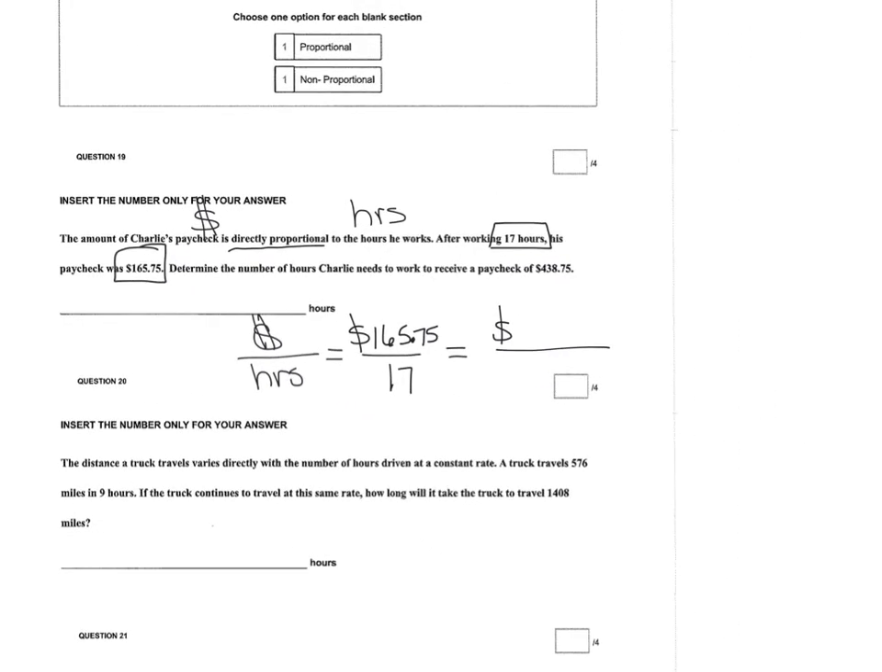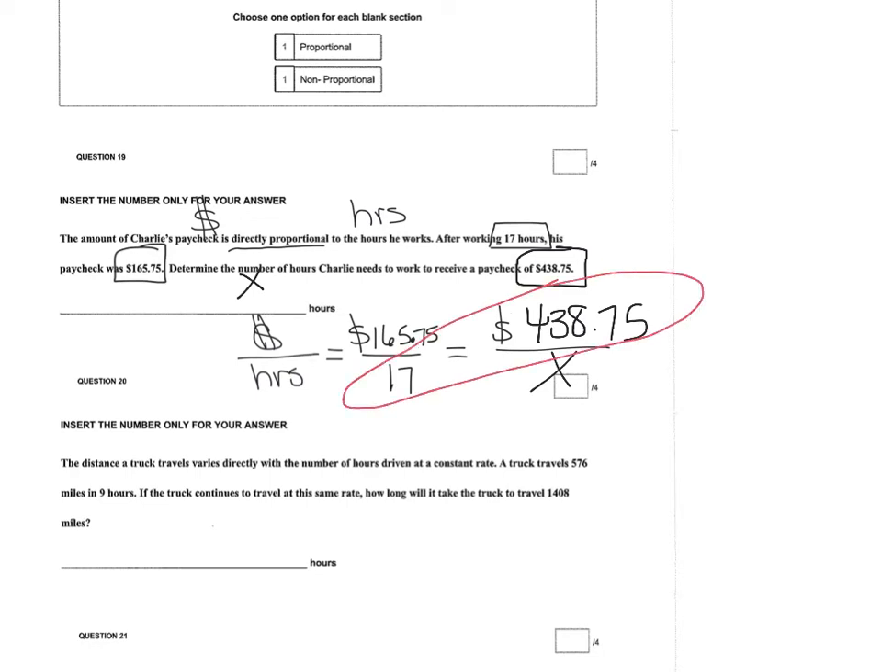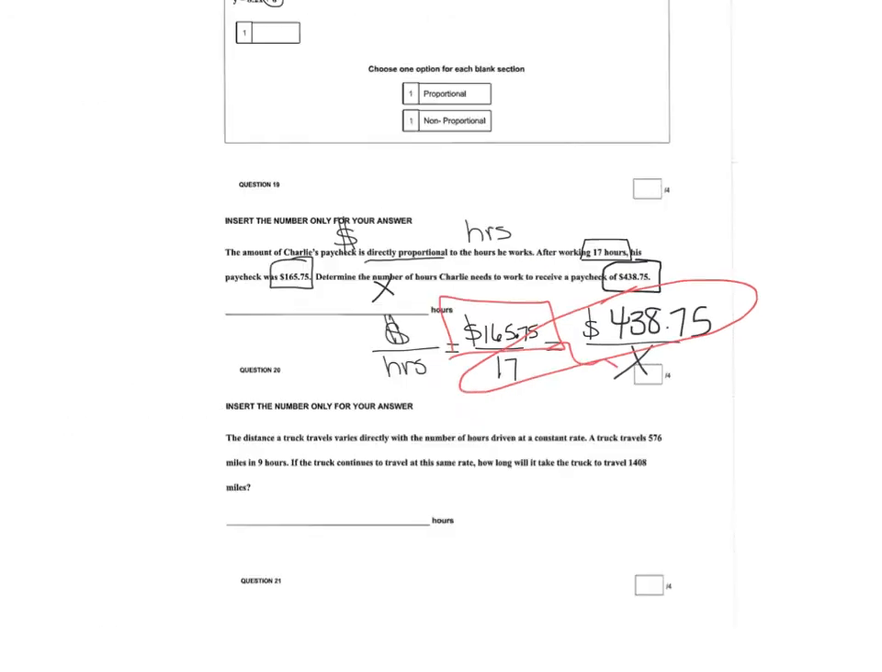165.75 up top with 17 on the bottom because those two went together. And then it says determine the number of hours, so that means that's X. That's what I don't know. He needs to receive a paycheck of $438.75. So $438.75. And this is when we have to cross multiply the two numbers we have across from each other and divide by the lonely guy. Divide by the guy that's across from X.